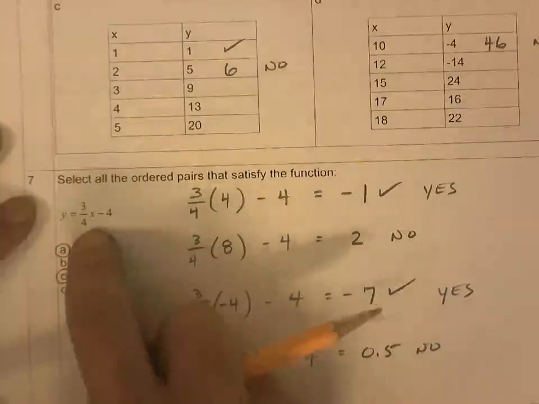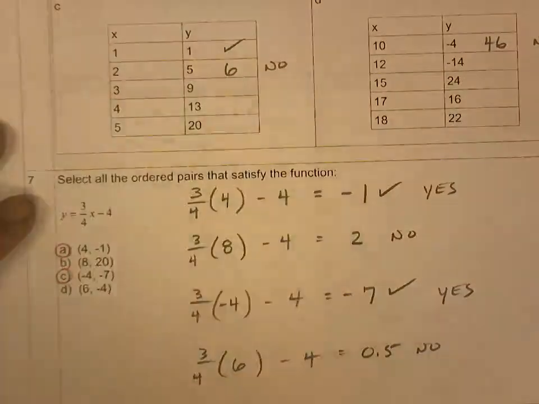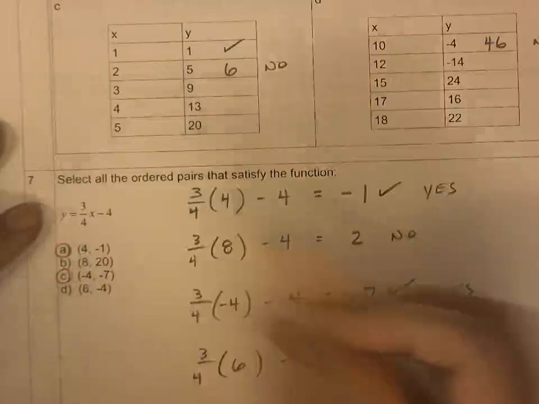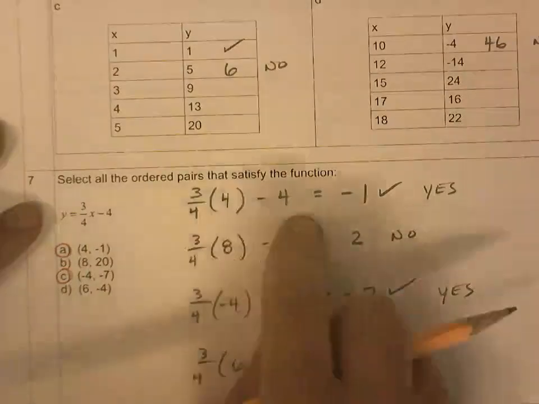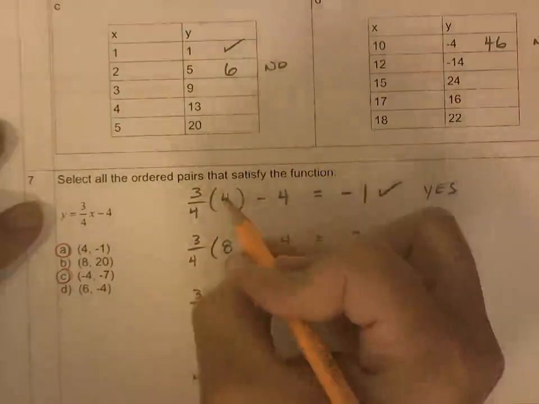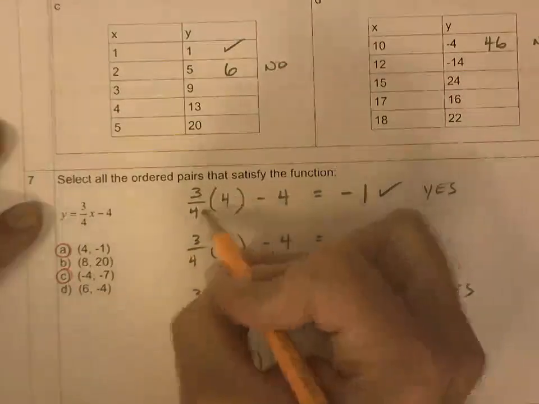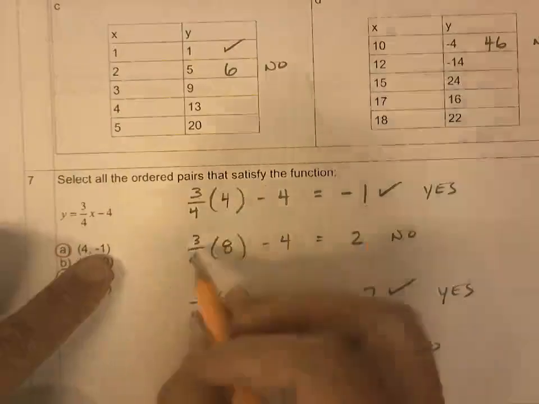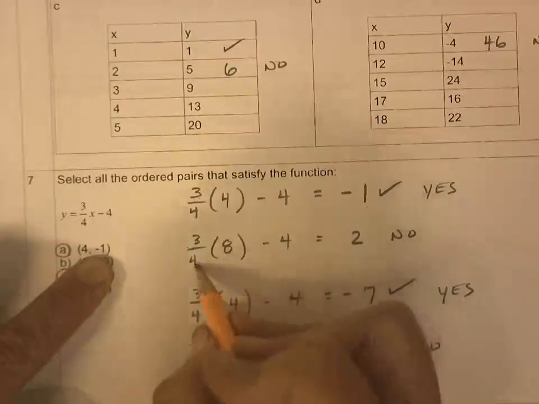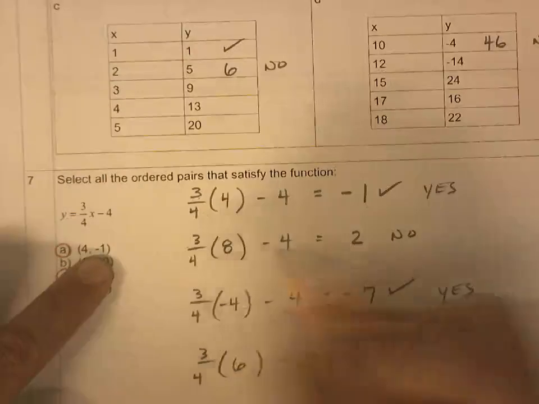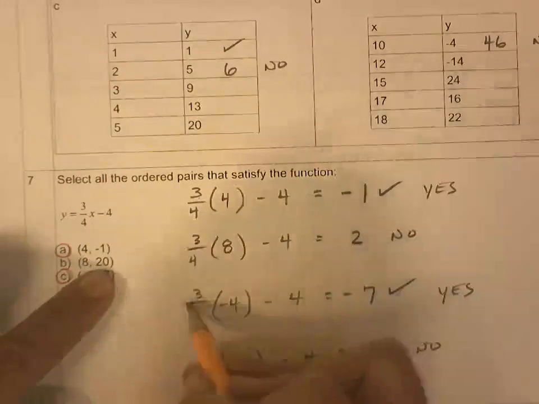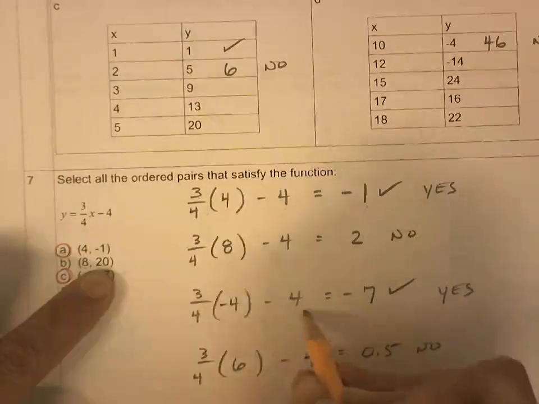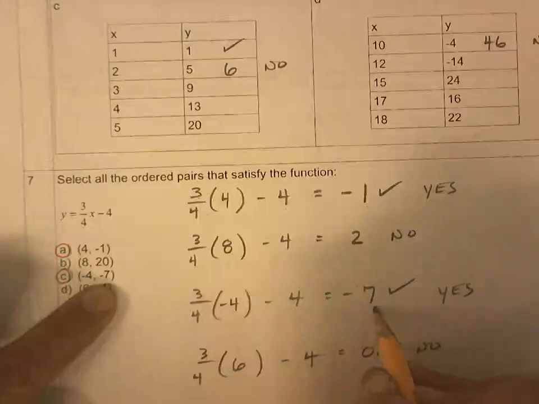Select the ordered pairs that match this. So I'm going to do 3/4 of 4 minus 4. Well, start with this. What's 3 times 4? 12. Divided by 4 is 3. 3 minus 4 is negative 1. That worked. 3 times 8, 24. Divided by 4, 6. Minus 4, 2. Did not work. 3 times negative 4, negative 12. Divided by 4, negative 3. Minus 4, negative 7. Worked.